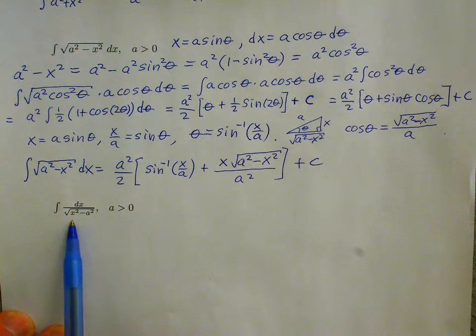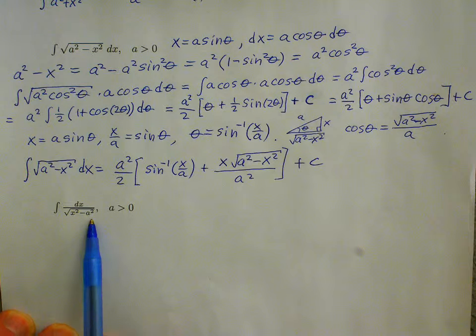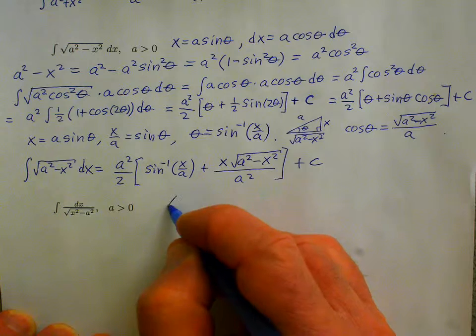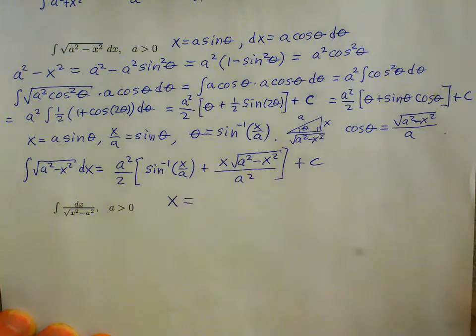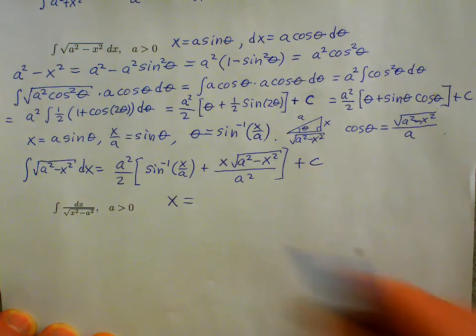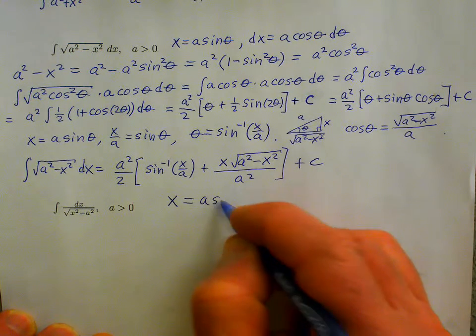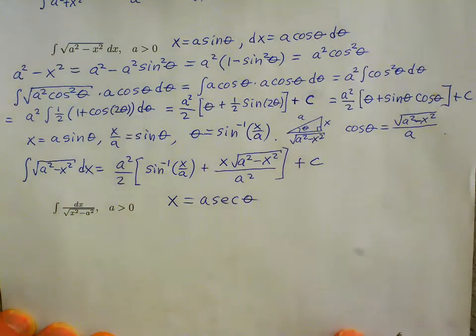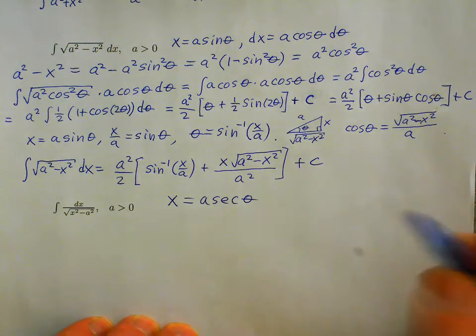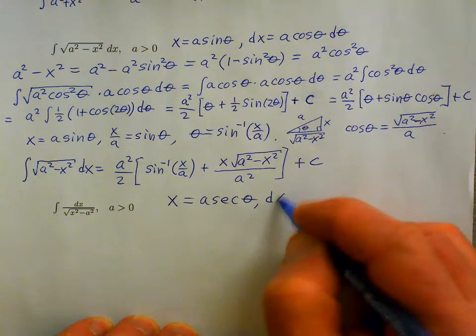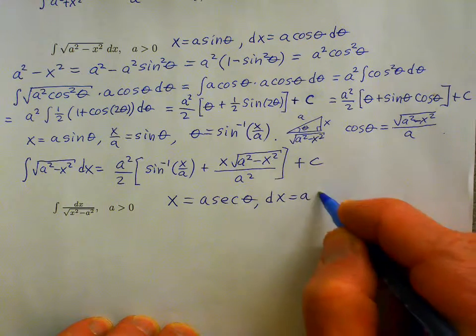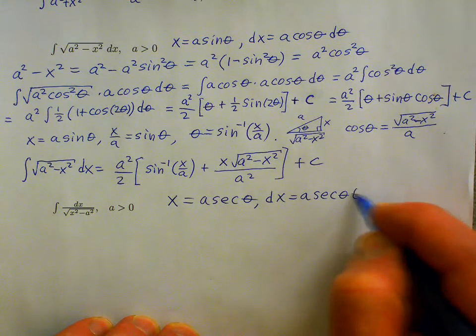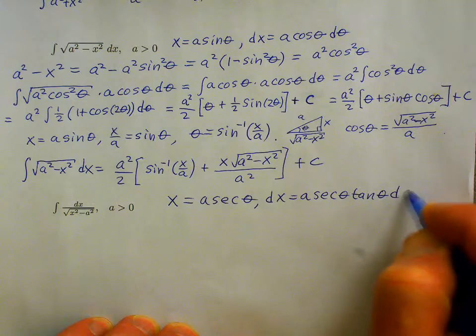So on this one, the integral of dx over the square root of x squared minus a squared. For the x squared minus a squared, the trig substitution we'll use for this one is x equals a times secant of theta. And so dx is a times secant of theta tangent of theta d theta.